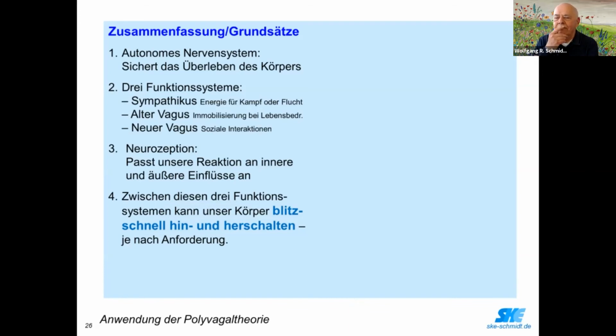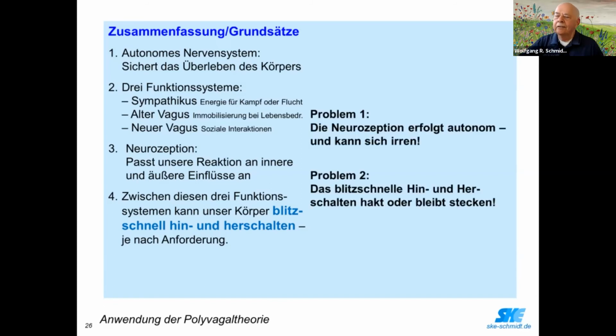So let's just summarize the polyvagal theory. So we have an autonomous nervous system that ensures the survival of the body. We have three functional systems: the sympathetic energy for fight or flight. We have the so-called old vagus immobilization in case of life distress. We have the new vagus social interaction, we have neuroception that regulates our reaction.